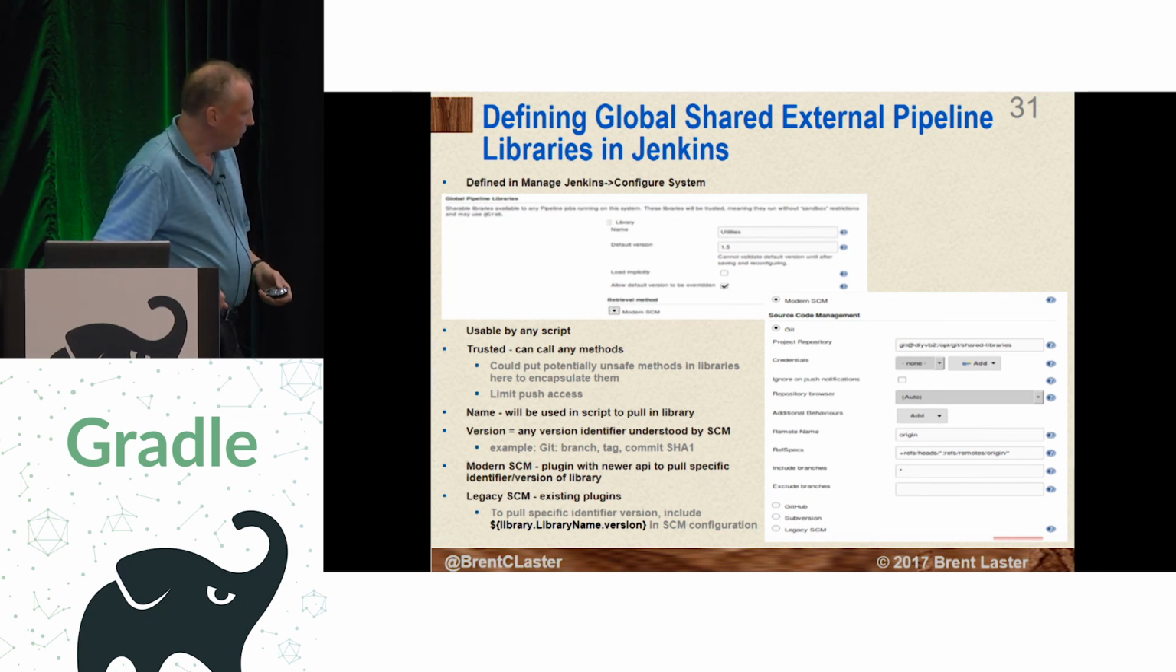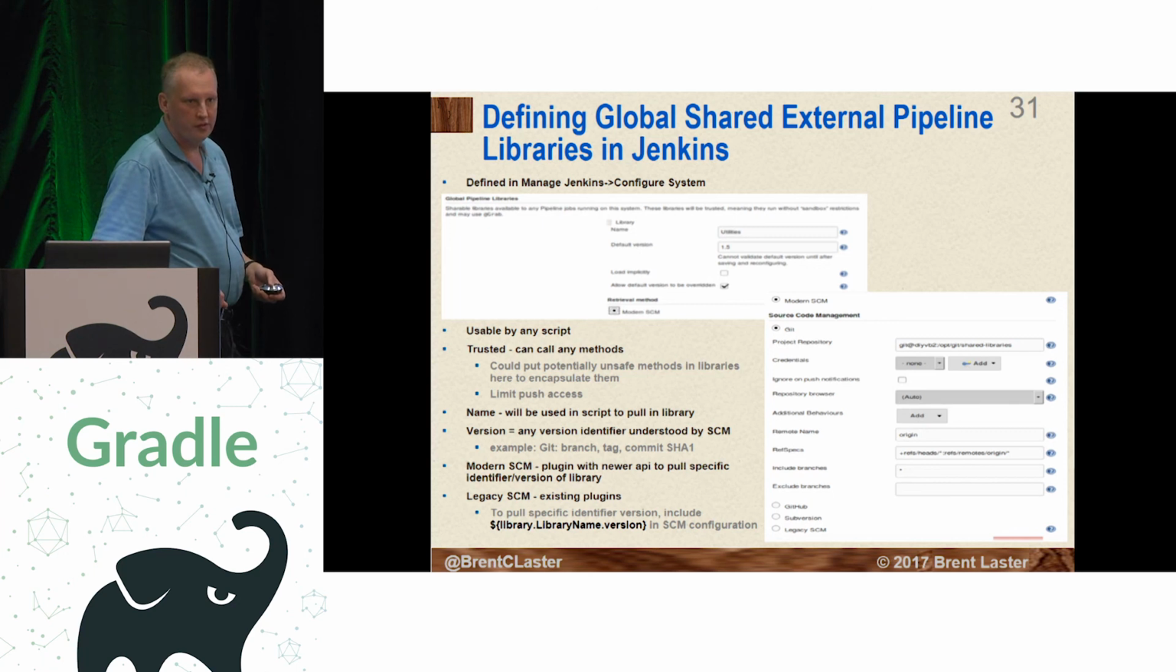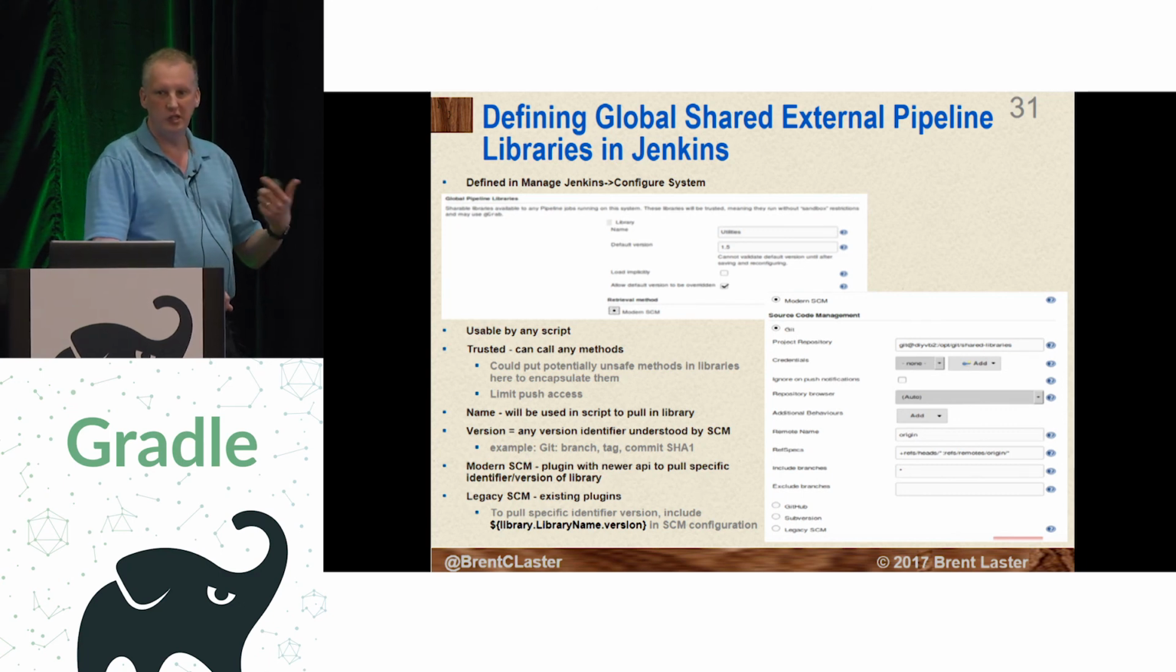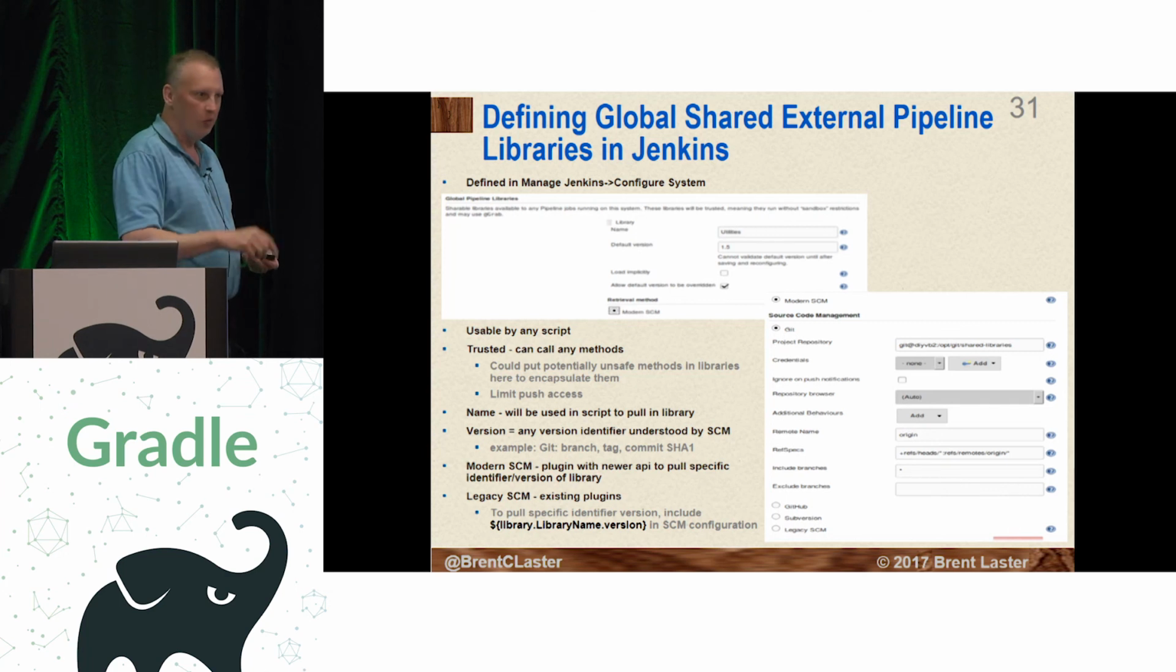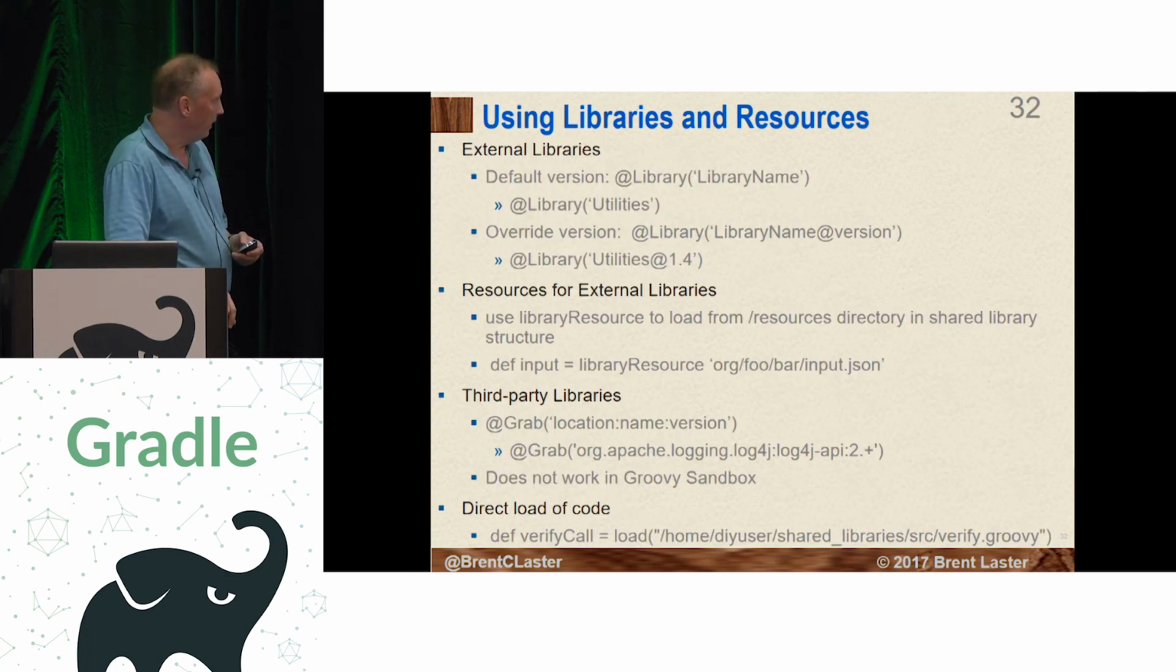There is a modern SCM and a legacy SCM. Basically, before plugins were modified to know how to work with this, before your source code management plugins were modified, they were called legacy SCM. All that meant was that you had to add some additional information to say, this is the thing I want, this is the version I have. Most everything now has a modern SCM version, so you don't have to worry about that.